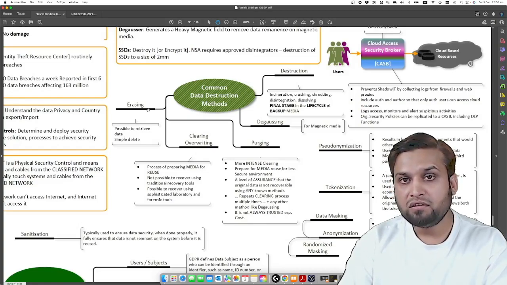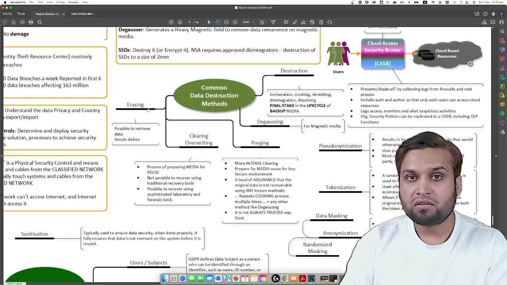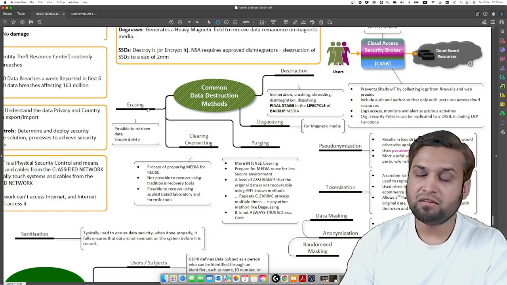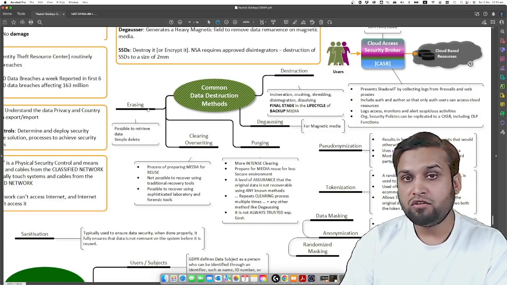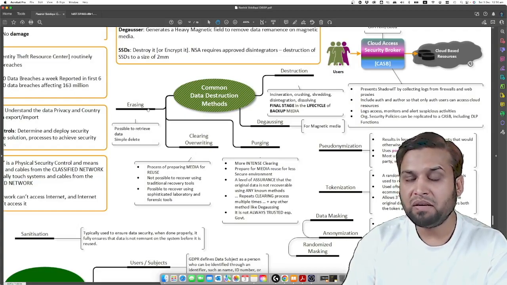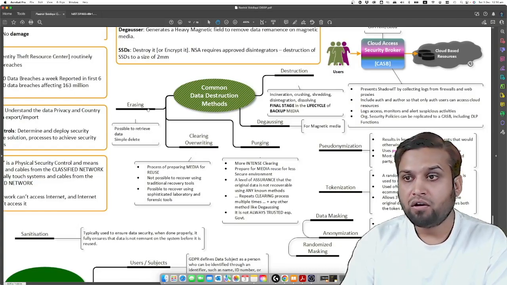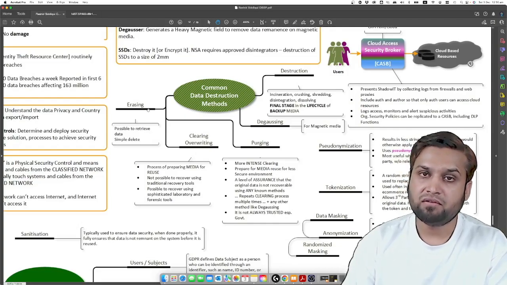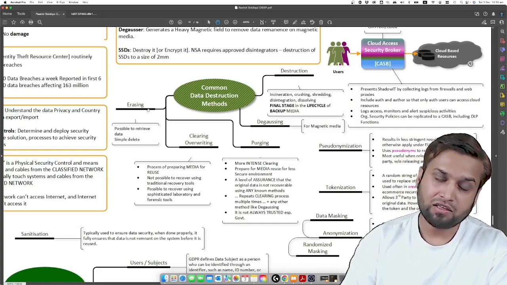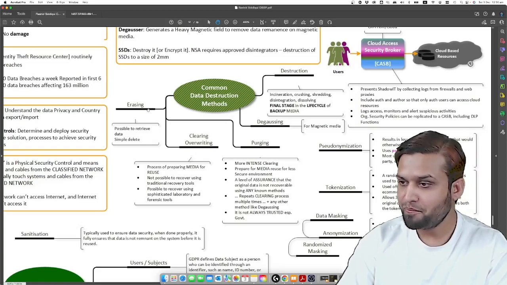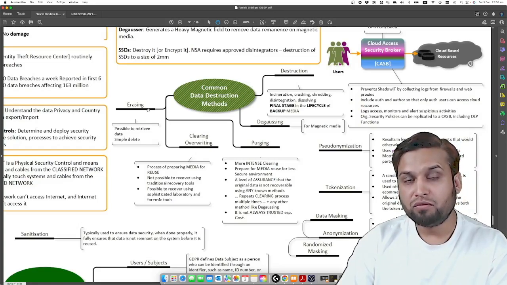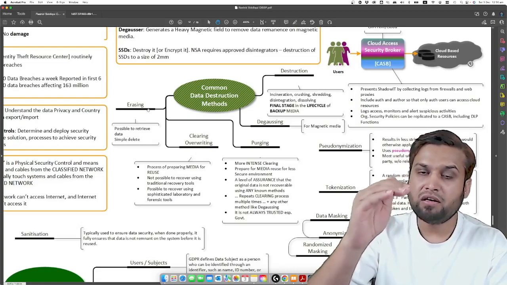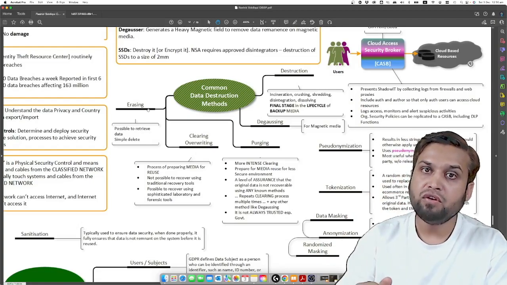But if you are using a media which was in a classified network, maybe a secret classification, and that media is going to be used in a lower classification, let's say an unclassified network or something less sensitive, the lesser security classification environment basically, in that case you go for purging. So if you are degrading the classification, then you have to use purging.